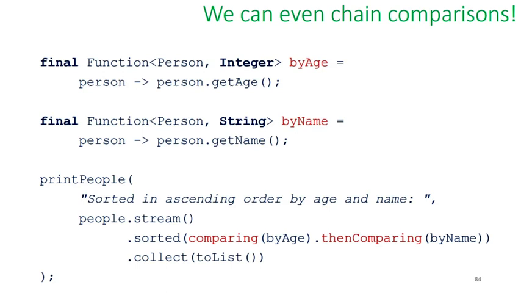Okay, so comparing by age returns a lambda that's going to do the comparison based on that field. Well, thenComparing is going to take that lambda, wrap it up in another lambda, and add a comparison by name. So it's exactly the concept of functional composition in mathematics, okay, but applied to programming.